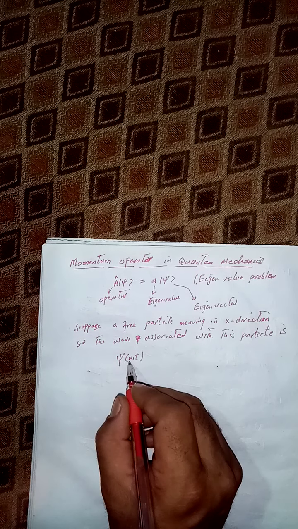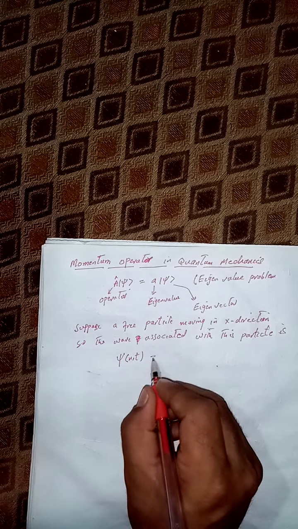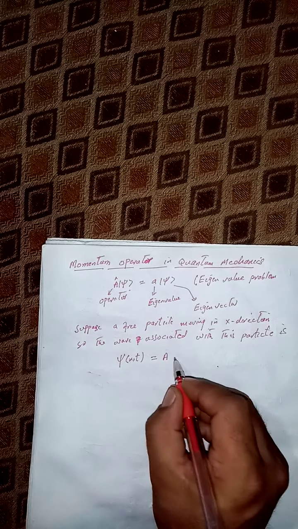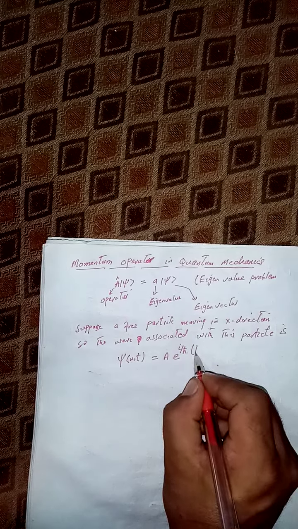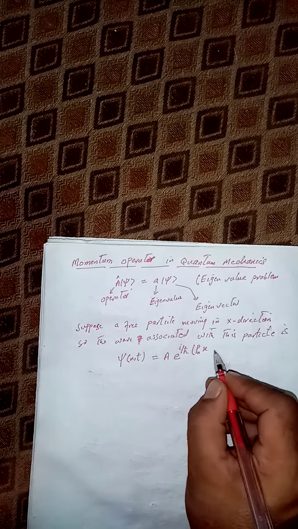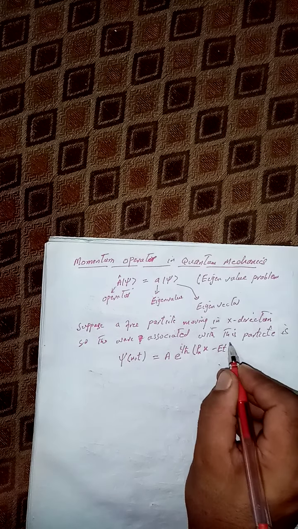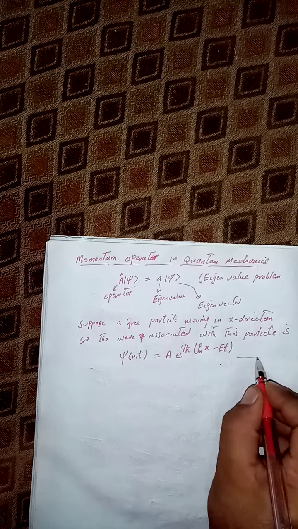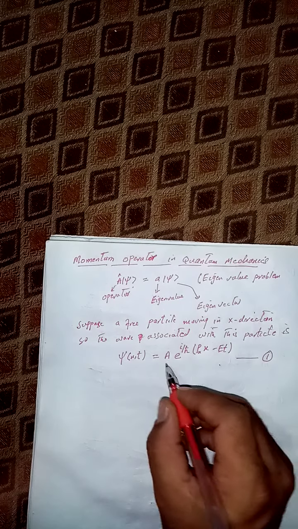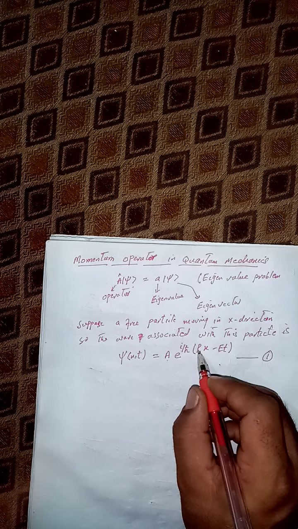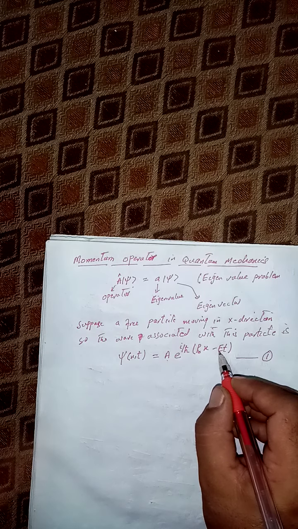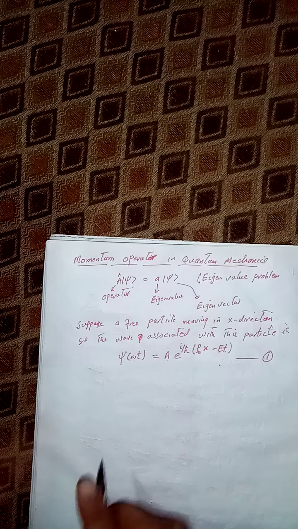The wave function is a function of both position and time, and is given by A e raised to power iota over h bar into p_x x minus Et. This is equation number 1. Here A is the amplitude of the wave function, p_x is the momentum along x direction, E is the energy of the particle which is moving in x direction.